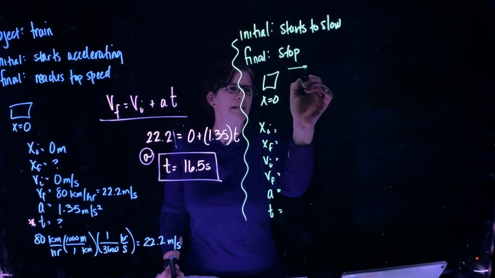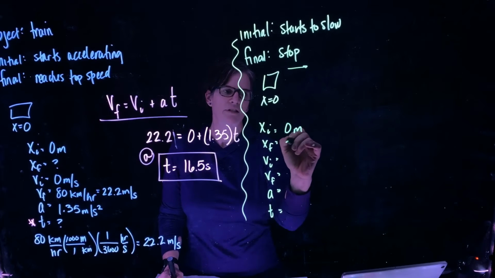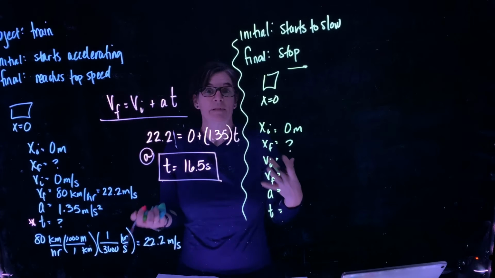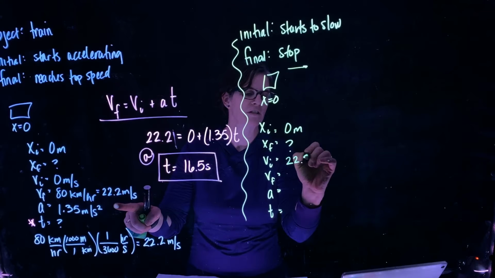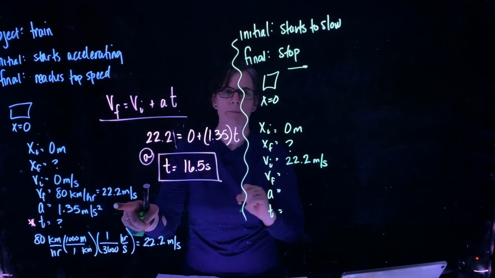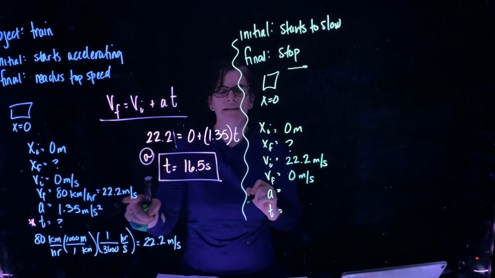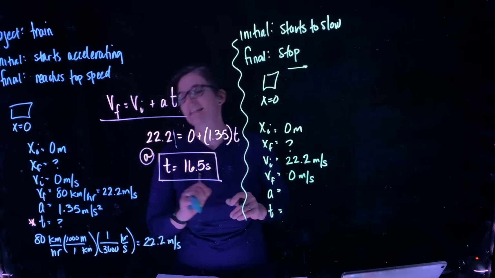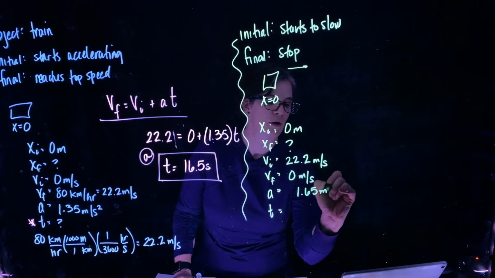I'm going to say the train is heading to the right. So it starts at 0. Not sure where it ends. Our initial velocity is that top speed, the 80 kilometers per hour or 22.2 meters per second. It's going to come to a stop of 0 meters per second. And it says it's slowing down at a rate of 1.65 meters per second squared.